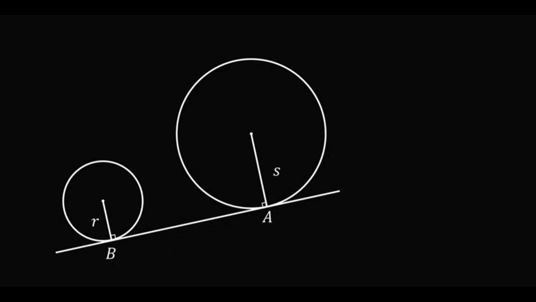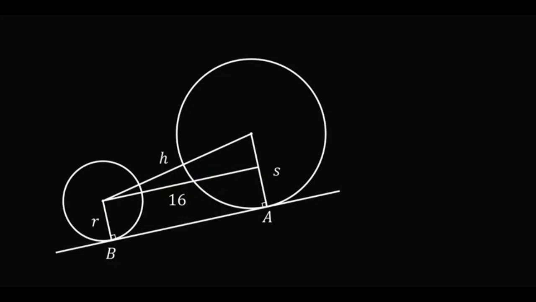We know that the length of AB is equal to 16 units. Let's translate this line up to the center of the smaller circle. We know that this length will be equal to 16 units. Let's now connect the centers of the two circles. Let's suppose that this length is equal to the distance h.